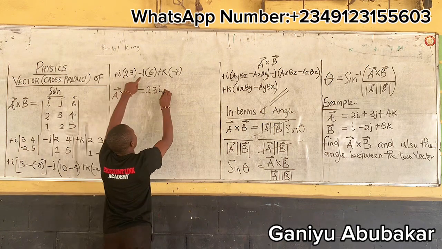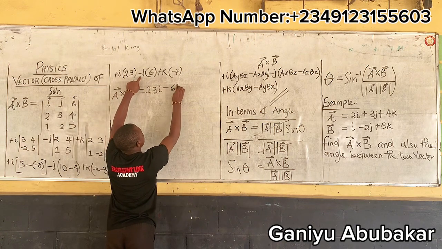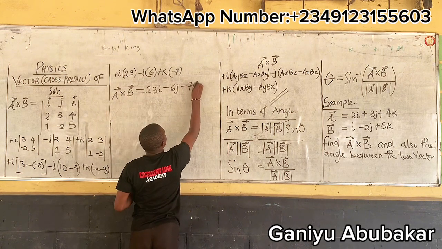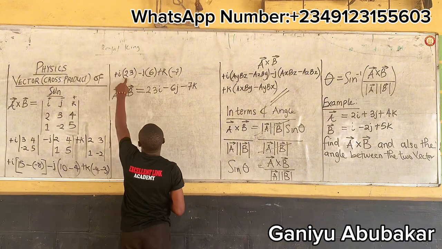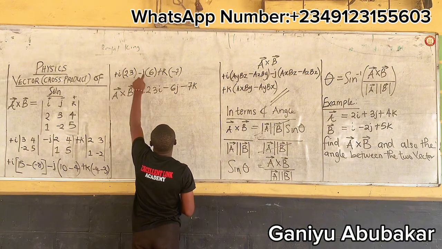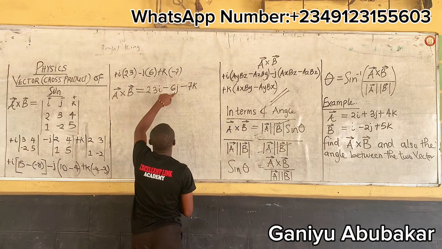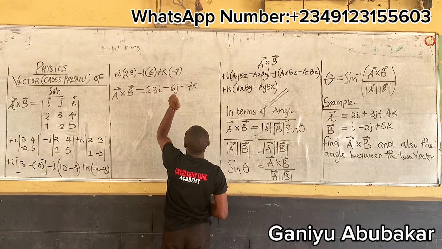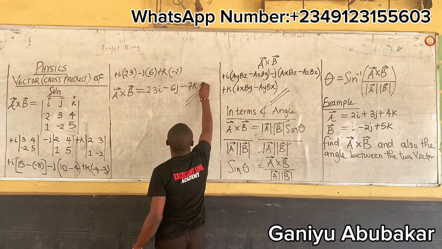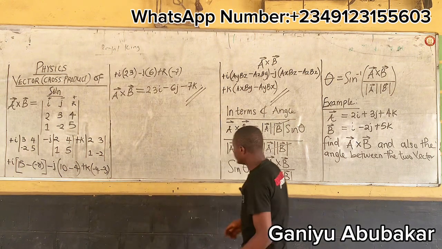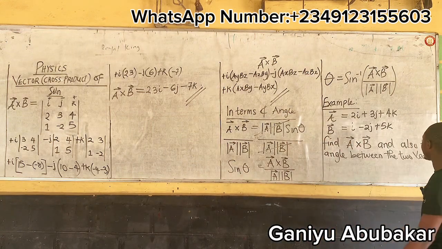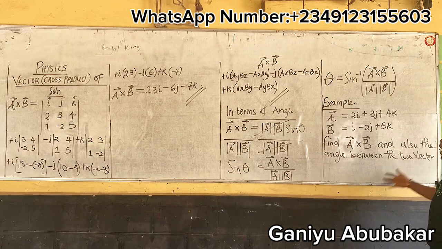23i minus 6j minus 7k. Observe now: 23 times i, minus 6 times j, minus 7 times k. I have finally got the cross product of these two vectors. That's your answer. Now, what else was asked? Also find the angle between them.